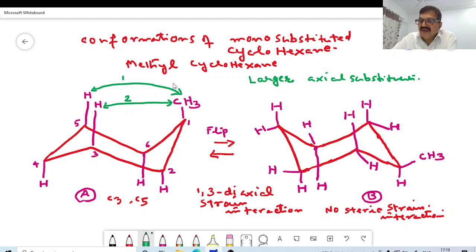Now if you see a bulky, much bigger group, like a tertiary butyl group, what will be the position here? A bulky group like the tertiary butyl group, for example, C(CH3)3. It is a very bulky group.